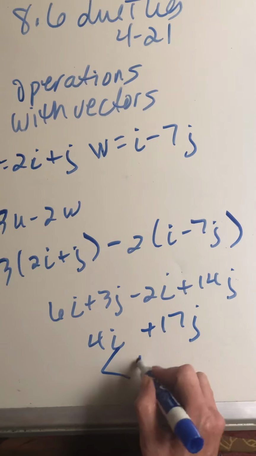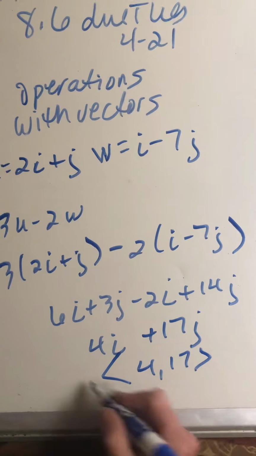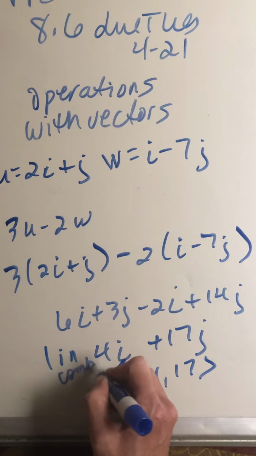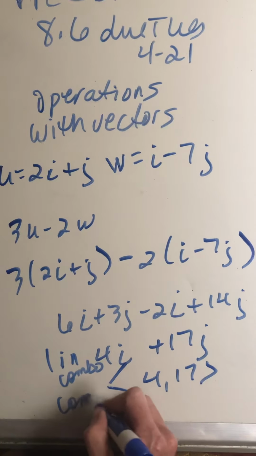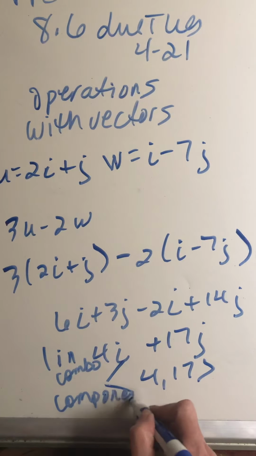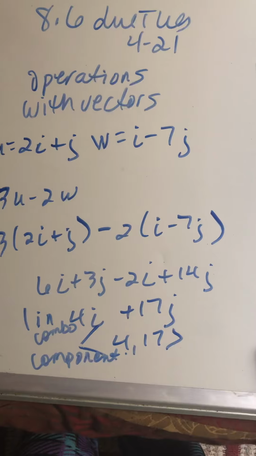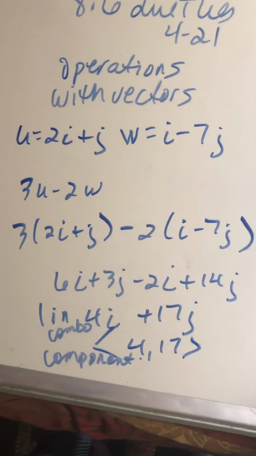Component form, 4 comma 17. So this is your linear combo. And this is your component form. You're asked for both. You're asked for the linear combination and you're asked for component form. Okay? Let's try another one like that right quick.